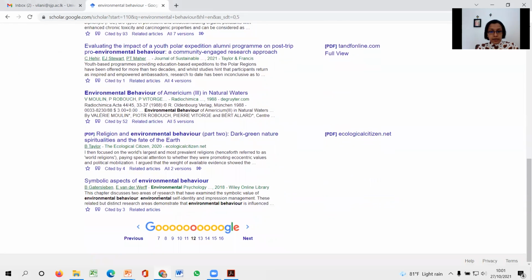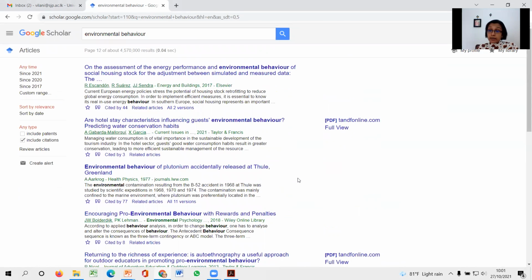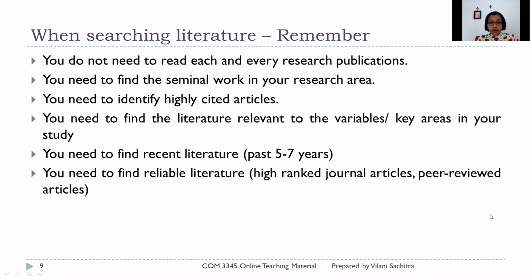So likewise, please refer to the cited option, and make sure that an article is cited at least 50 to 60 times before you refer to it. That's the main important point for identifying a quality article. Then you can refer to those things in a proper manner. So this is the way you can search literature. Remember these key points, they are very important for you.